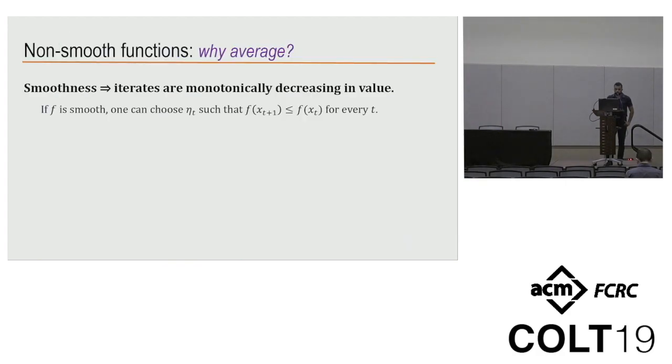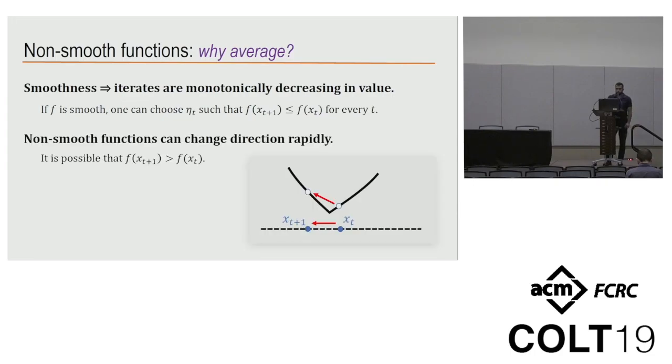Now let's gain a little bit of intuition about why the standard results for when the function is non-smooth require averaging. If the function that we were working with is smooth, then you can tune the step size appropriately so that the iterates are monotonically decreasing in function value. But if your function is non-smooth, then the shape of the graph of your function can change rapidly, and therefore it's possible that iterate t plus 1 has strictly larger function value than iterate t. Usually to get around this, averaging procedures are used to avoid this non-monotonicity issue.